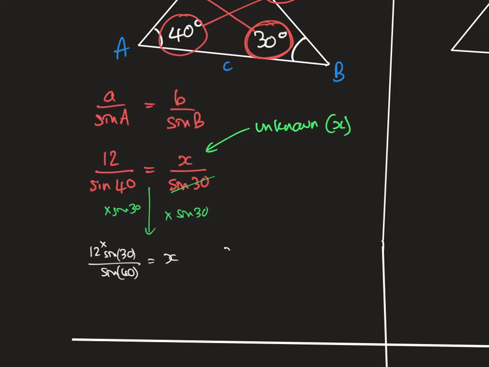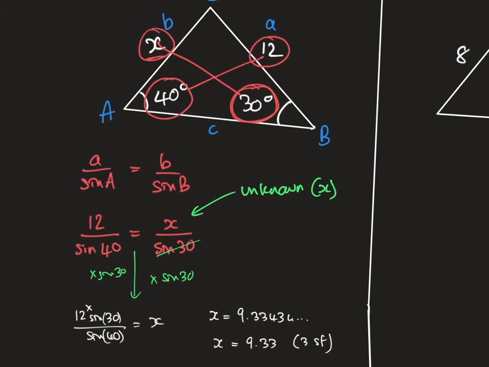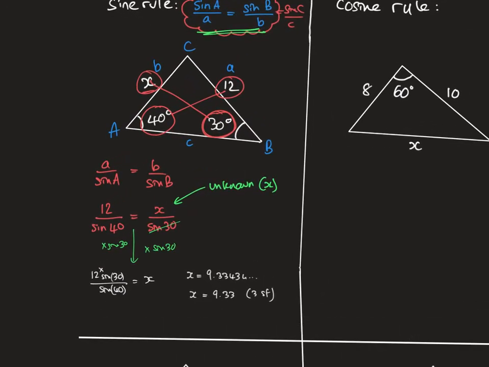When I put that into the calculator, my answer is 9.33434... which I then can round to 9.33 to 3 significant figures. And that has told me that this side here is 9.33. Now, the next thing I do is actually look at the actual triangle, and I think to myself, well, that's 9, and the opposite angle here is 12.